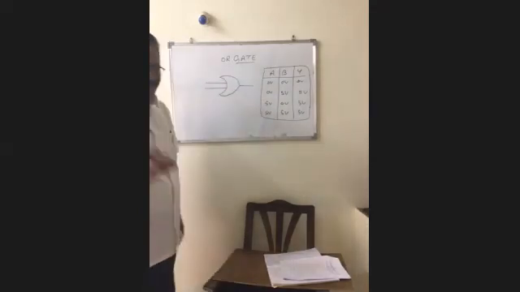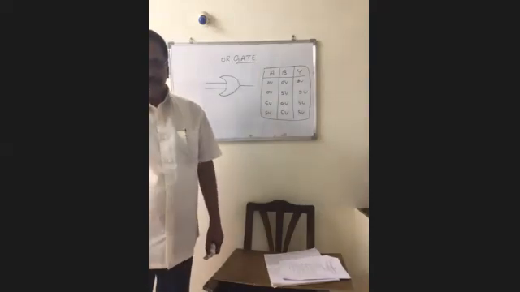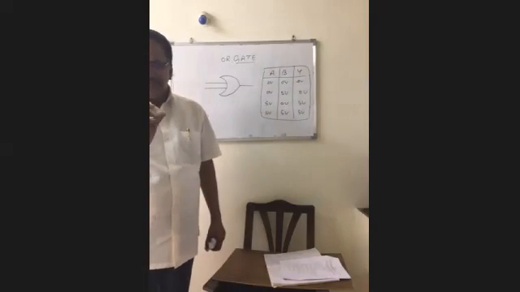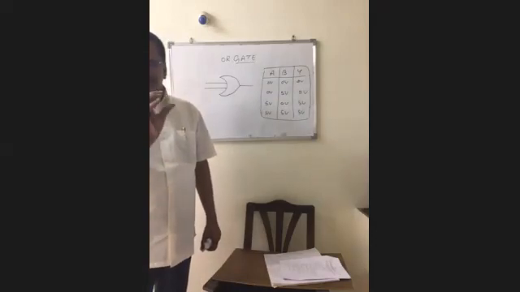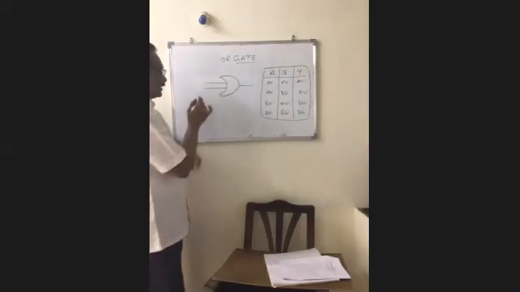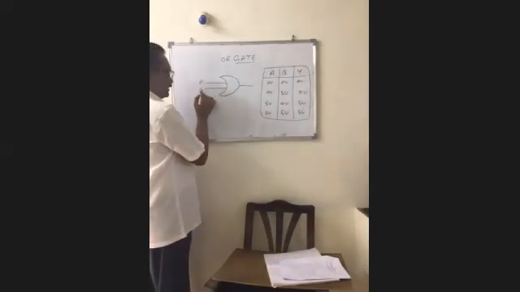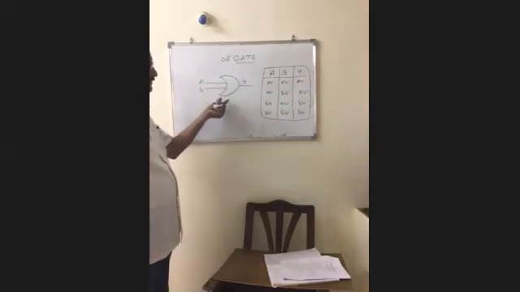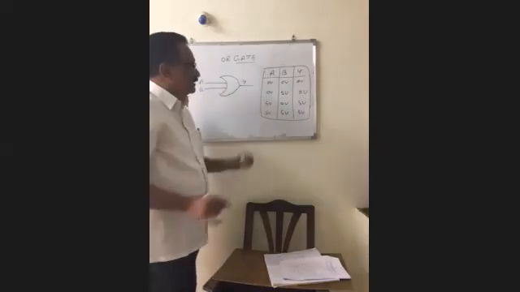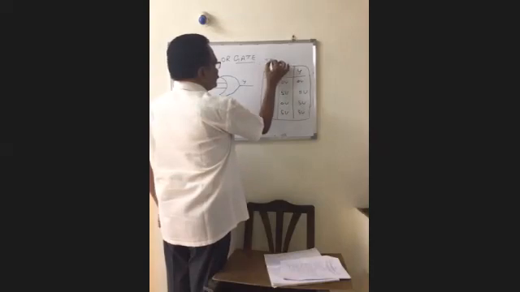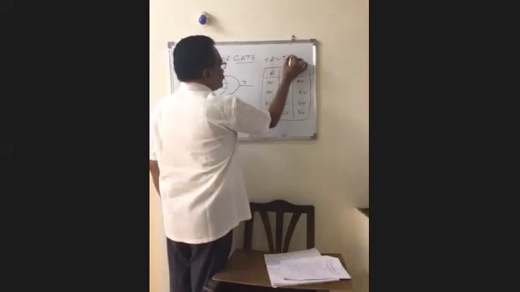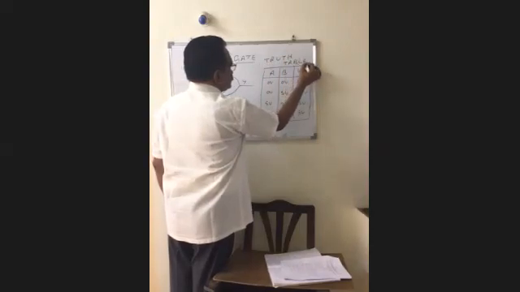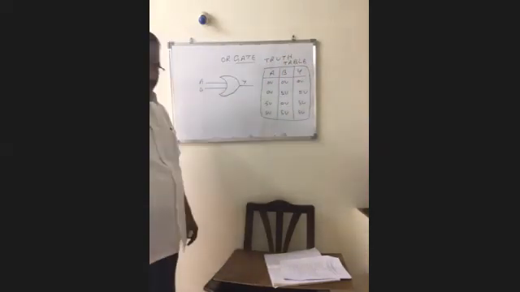This is the logic symbol for an OR gate. Memorize that symbol. That is the logic symbol for an OR gate. Two input OR gate. Inputs are A and B and output is Y. So this is the logic symbol and this is the truth table. What is the name of this one? Truth table of an OR gate.